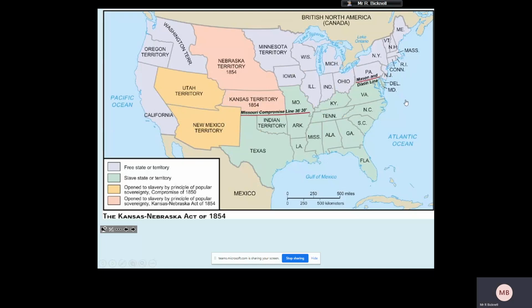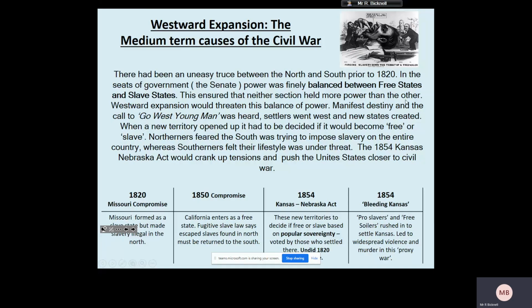Remember it all? Coming flooding back? Okay, and that was the second medium-term cause of the Civil War, the California Compromise, when California joined as a free state. We're slowly pushing the South towards secession, where they decide to leave the Union.